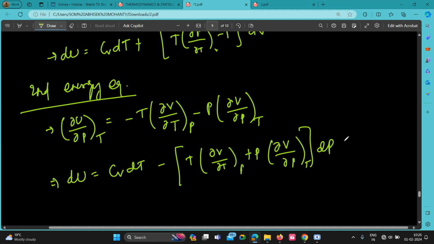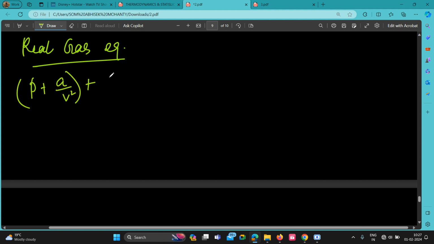Yeah. Next, write down a real gas equation. Real gas equation is (P plus a by V square) into (V minus b) is equal to RT. Okay. It is called the Van der Waals equation. This is for one mole only.